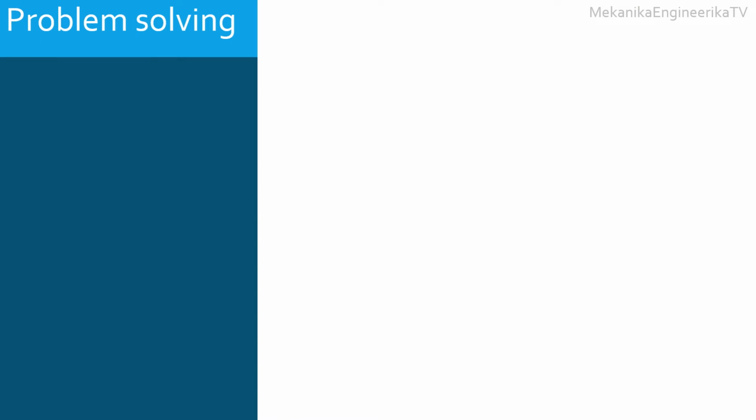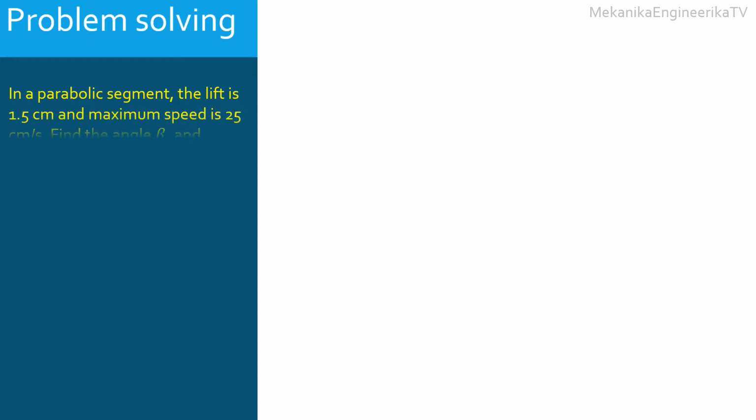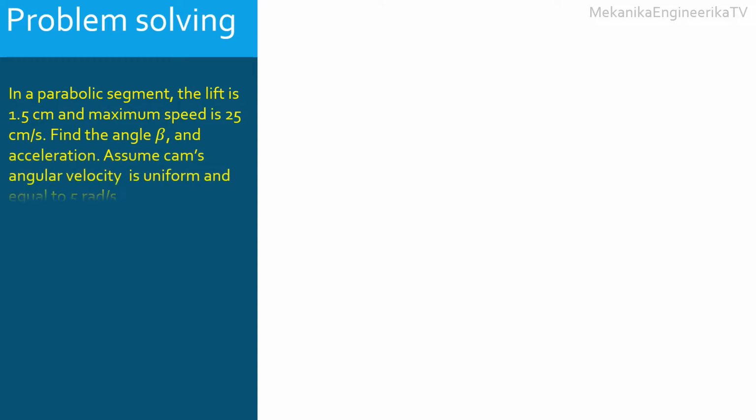The problem reads: in a parabolic segment, the lift is 1.5 centimeters and maximum speed is 25 centimeters per second. Find the angle beta, and acceleration. Assume cam's angular velocity is uniform and equal to 5 radians per second.